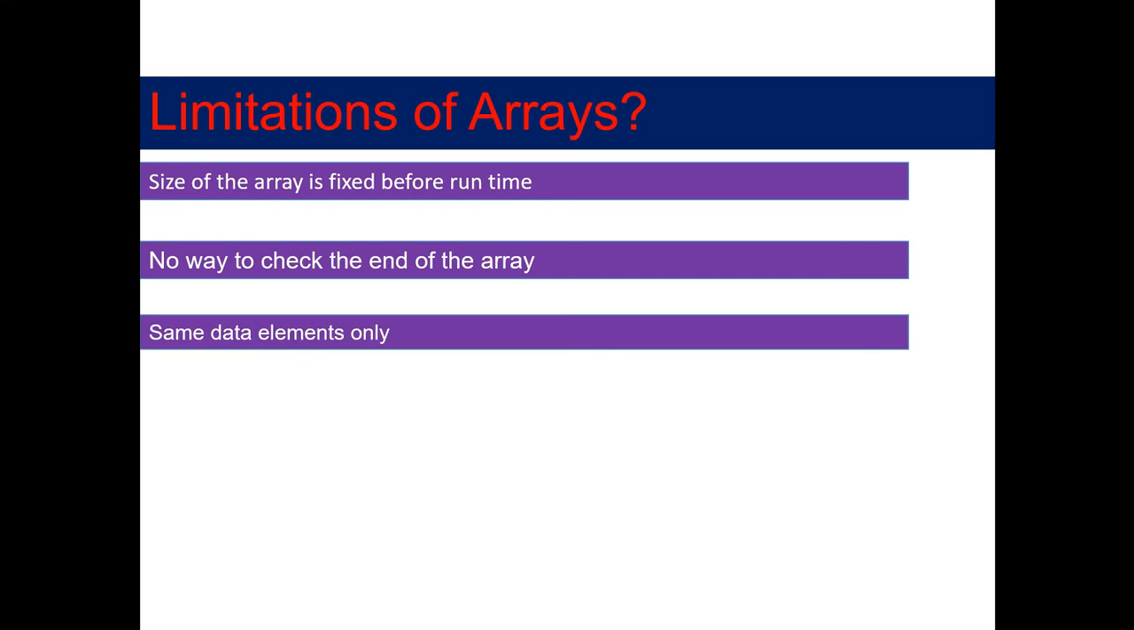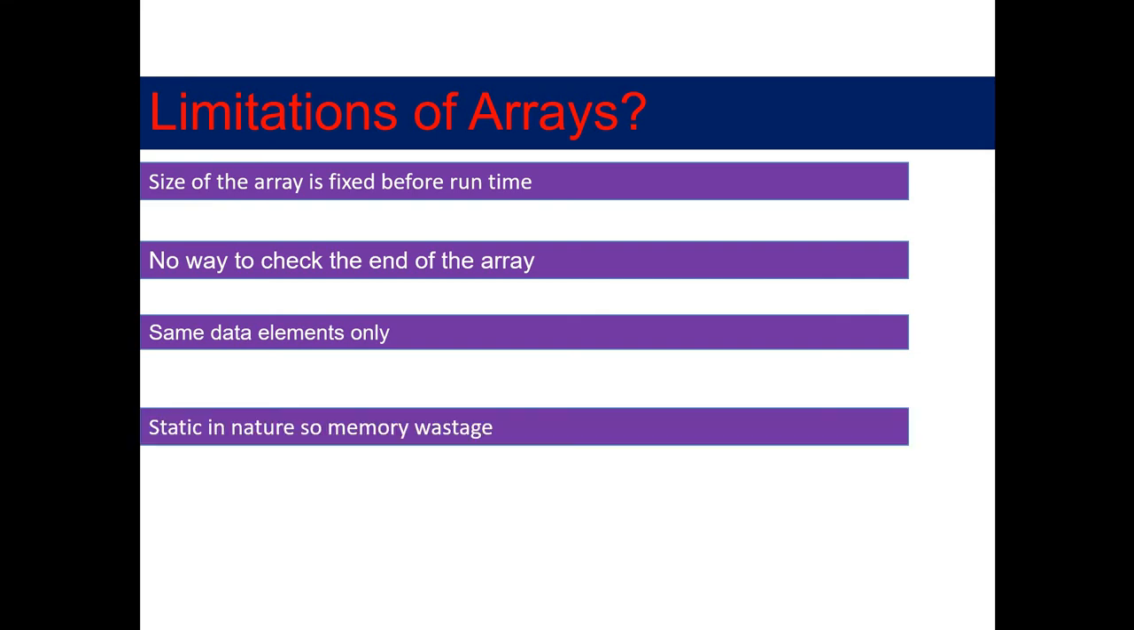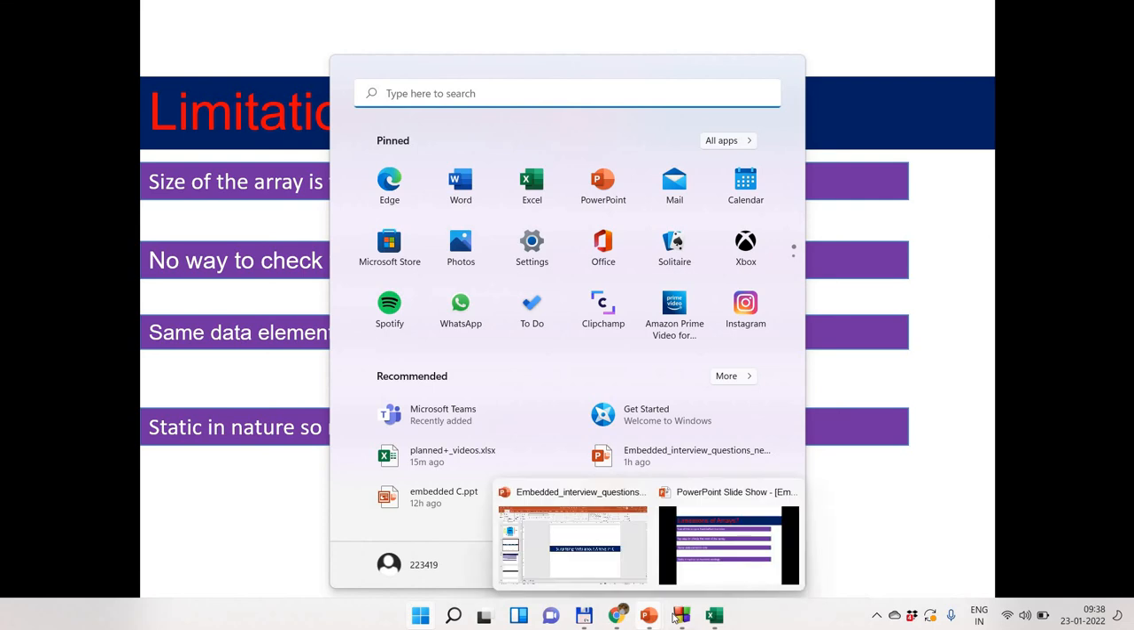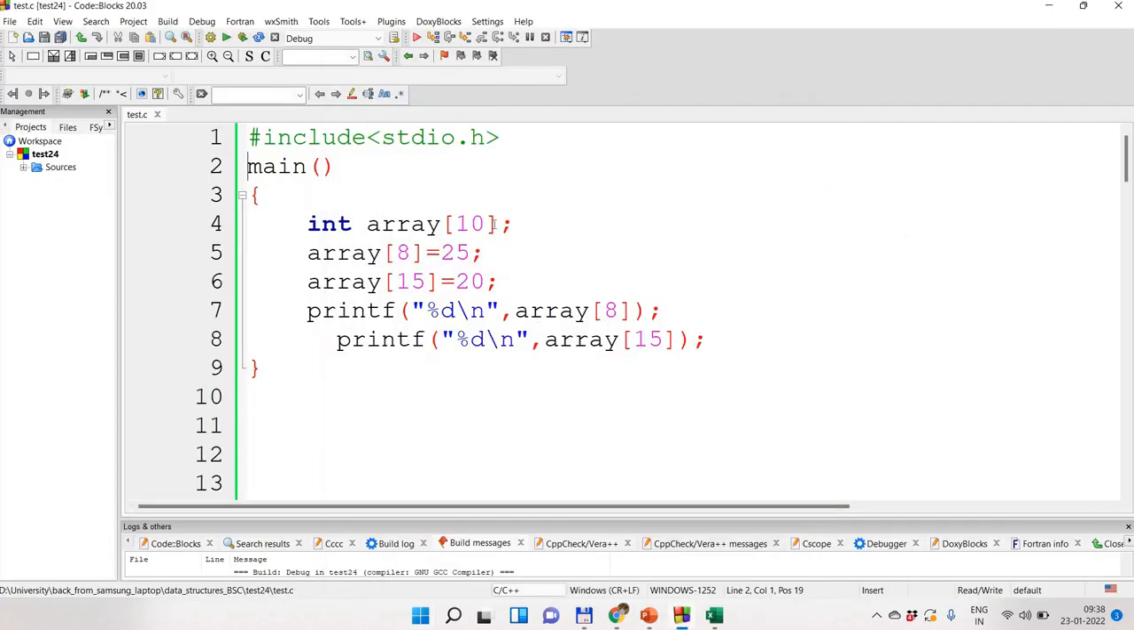Another interesting thing about arrays is they can hold only similar data elements. Either it can hold only integers, or only floats, or only characters. And it is static in nature, so there is a lot of memory wastage. Suppose I have declared array[10], but I am using only 2 elements. If I use only 2 elements, then the remaining memory will be wasted.